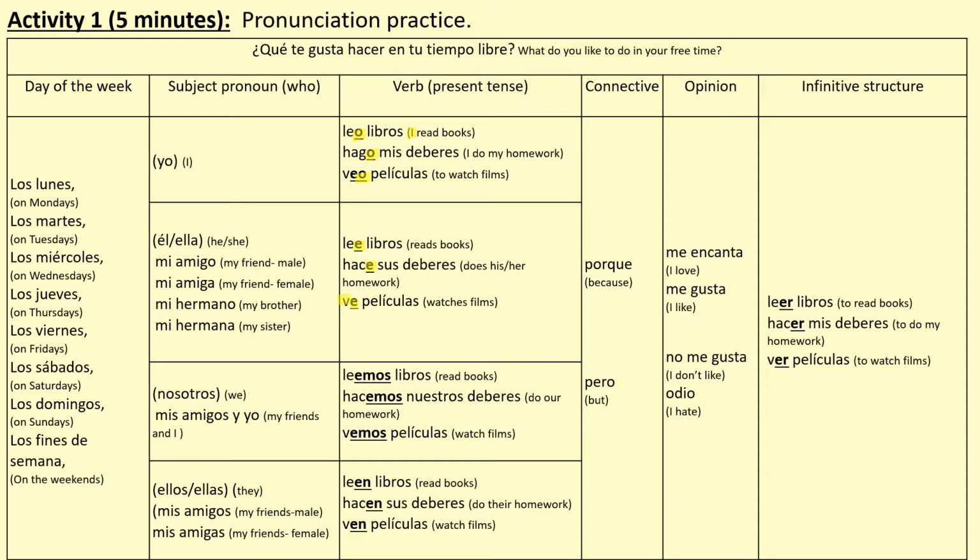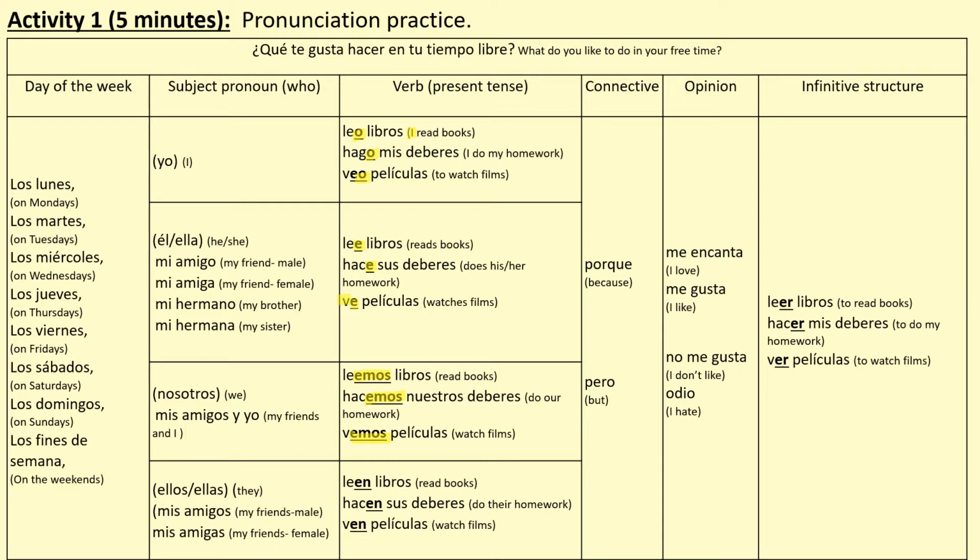Vemos películas. So notice, because they're all saying we do something, they all end in hemos because they're all ER verbs. And finally, for the ellos, ellas form, they, so the third person plural, repeat, leen libros.